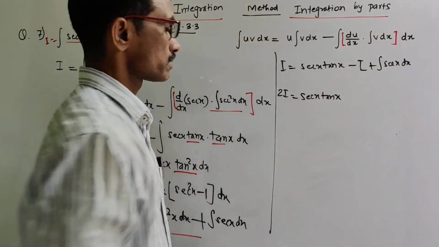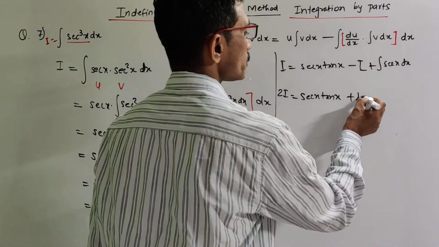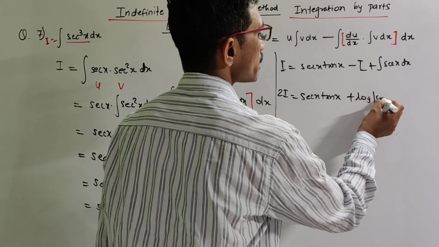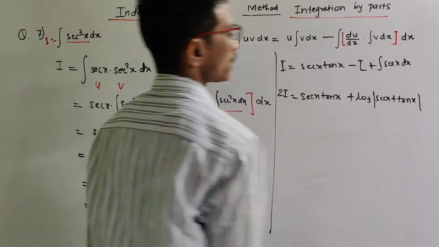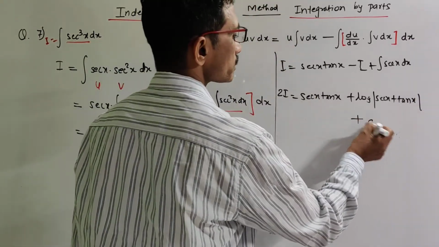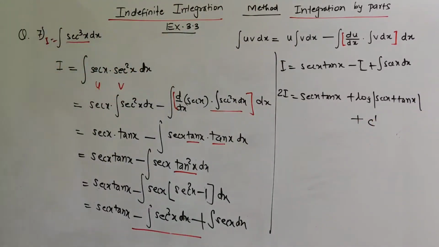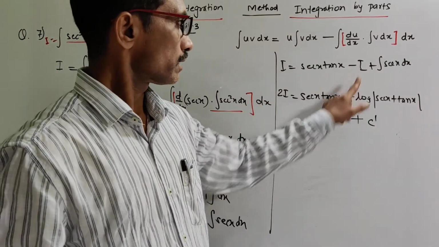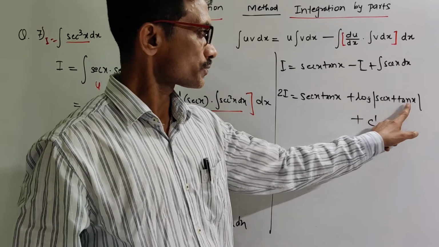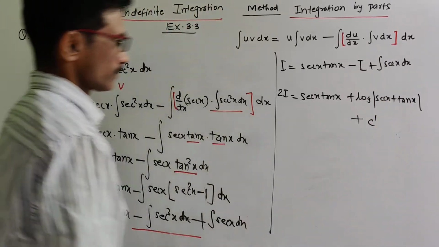So integral of sec x is log of sec x plus tan x, and plus constant of integration, say c dash, because we required I, so therefore we take c dash. And integral of sec x is what? Log of sec x plus tan x.